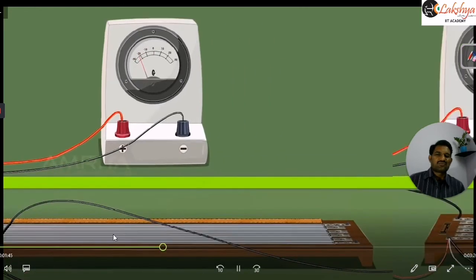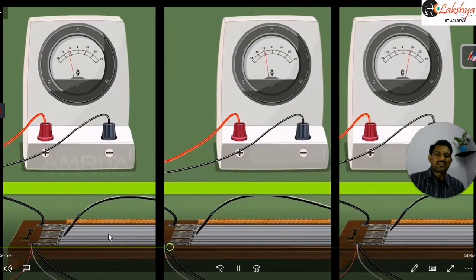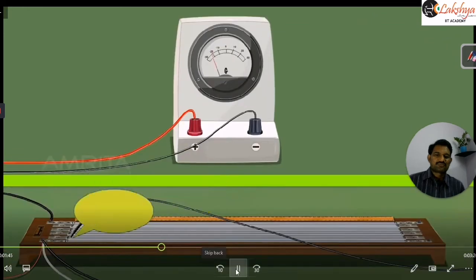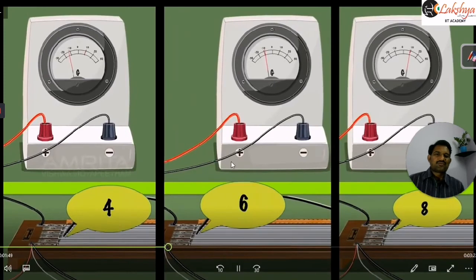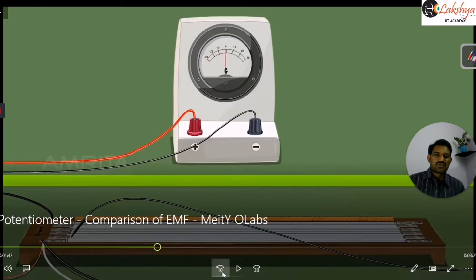Nearly 10 meters of wire will be there, so 10 wires will be there. We are pressing this jockey and observing the deflection here. Observe this slide. We are pressing it at different points. Now observe the deflections in this galvanometer. I will show it again.